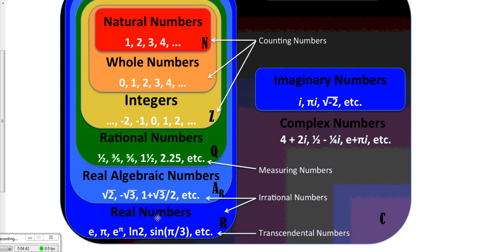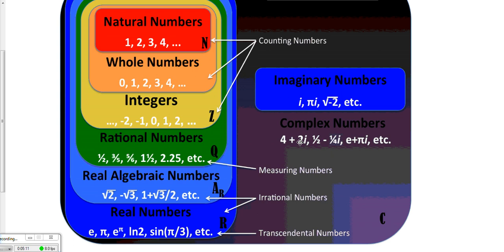Now, beyond real numbers, there are imaginary numbers. And imaginary numbers are what we're going to be discussing today. Now, if you put the set of real numbers and the set of imaginary numbers together, we call that complex numbers. So notice, a complex number is one like 4 plus 2i. This 4 is what we call the real part. This 2i is what we call the imaginary part.